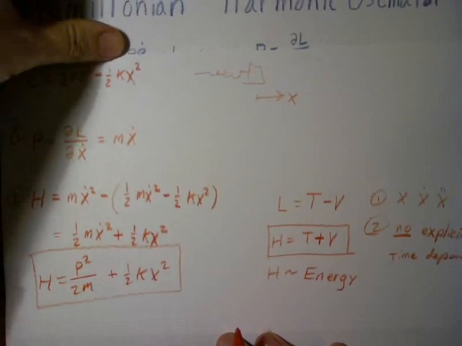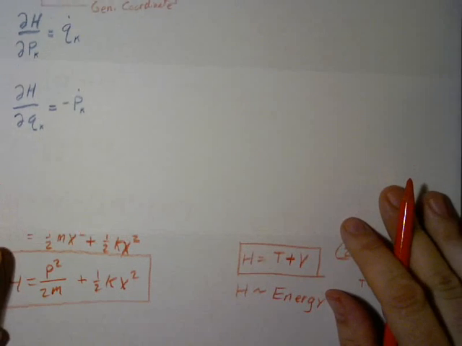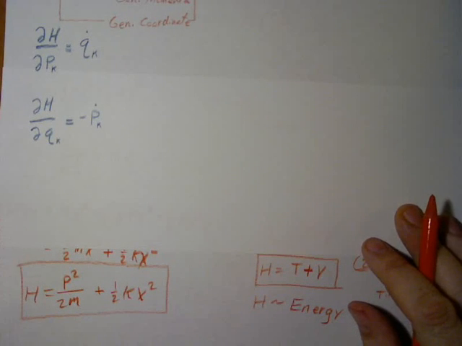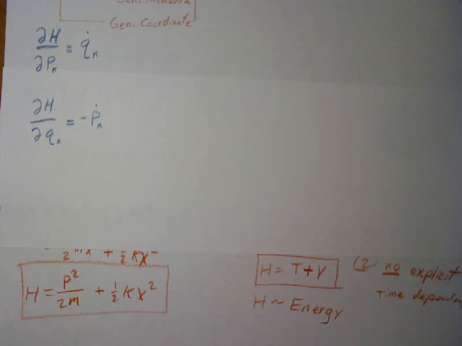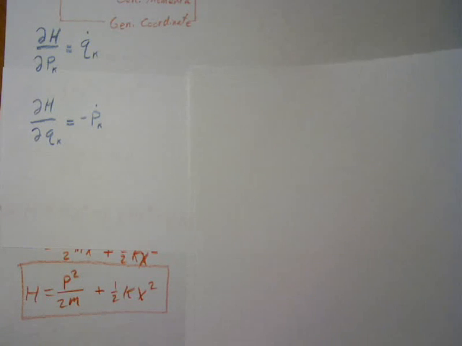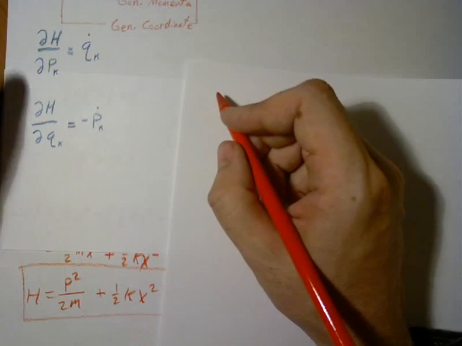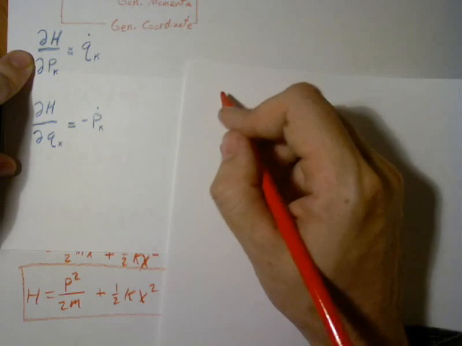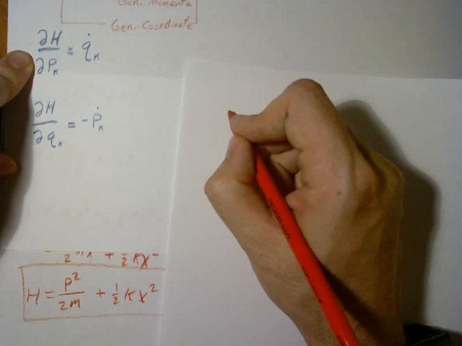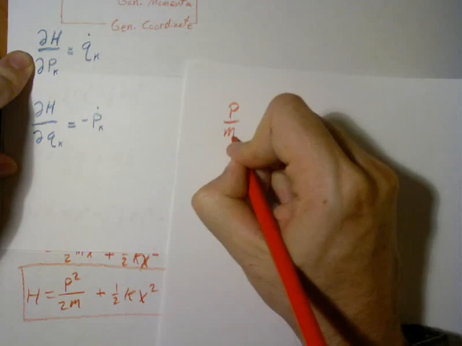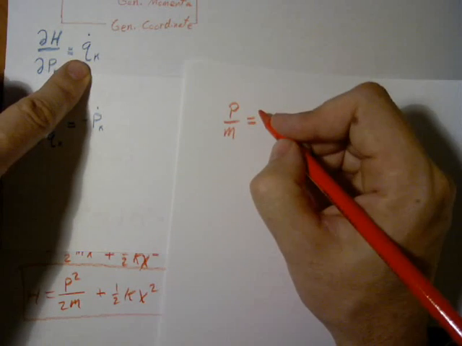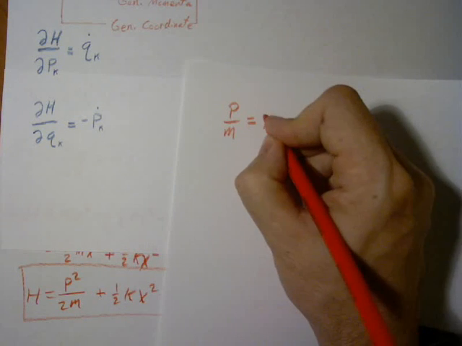Our next step: take this Hamiltonian and apply Hamilton's equations to it. So we will take first the partial derivative with respect to p. We get p over m. We set that equal to q dot. Our q is x in this case, so we get x dot.